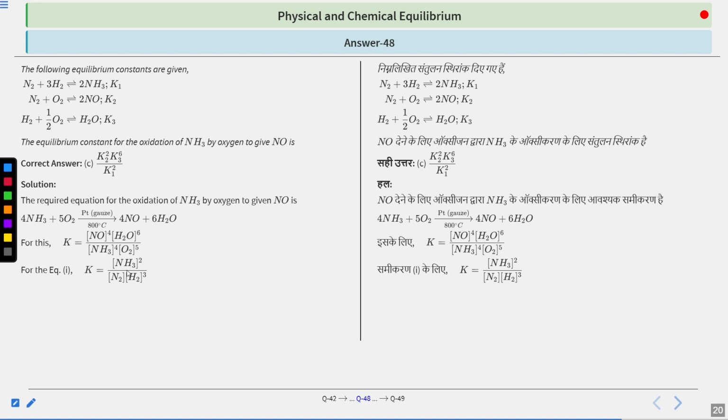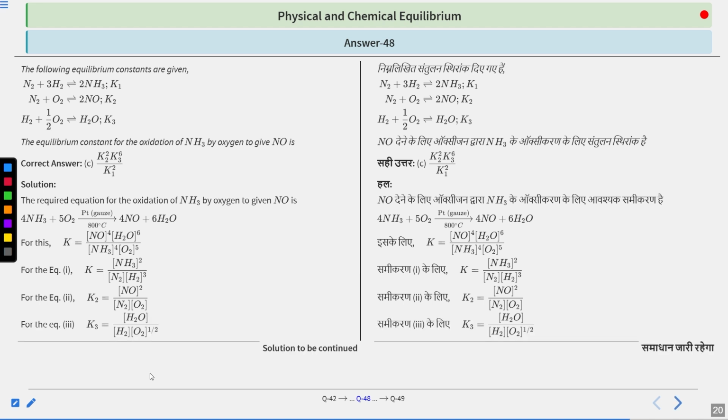From the first equation, we can write that K1 equals NH3 whole square by N2 multiplied by H2 concentration whole cube. Next, we get K2 equals NO whole square by N2 concentration times oxygen concentration. And for equation 3, K3 is H2O by H2 concentration times O2 raised to the power half. For these three, we have written the equilibrium constant in terms of the law of mass action.